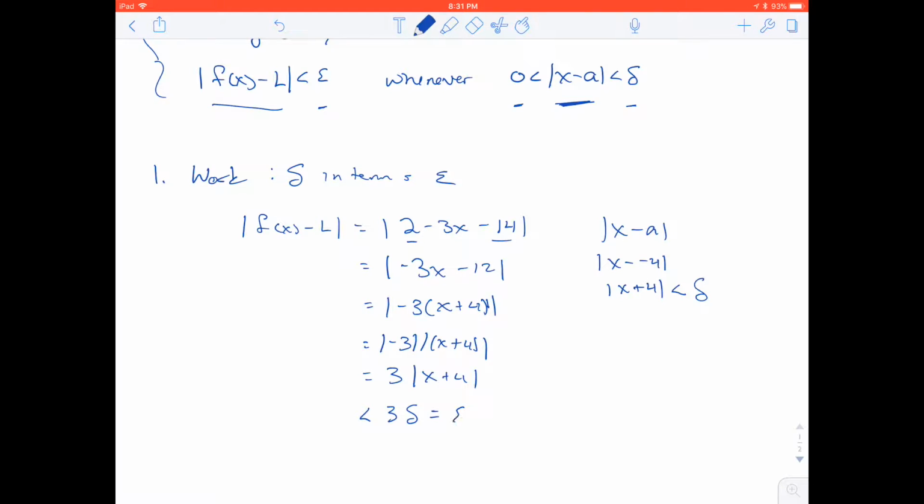And once we found our less than in our work, this is what our epsilon is going to be. So we can say our delta then, if we solve for delta, has to be epsilon over 3.